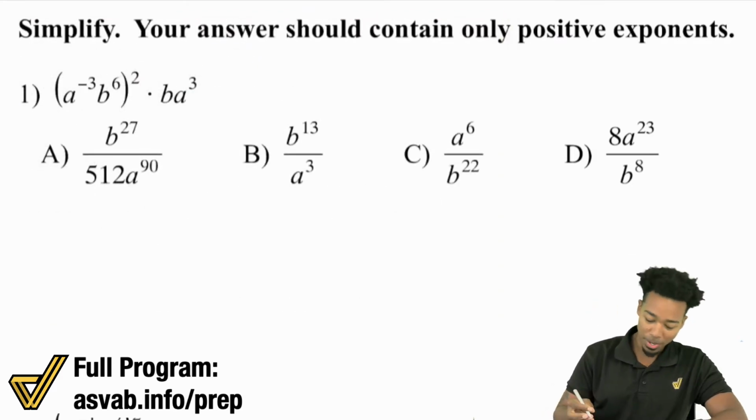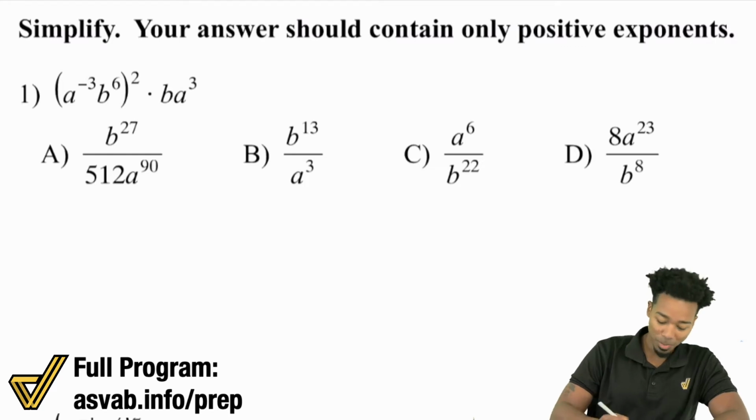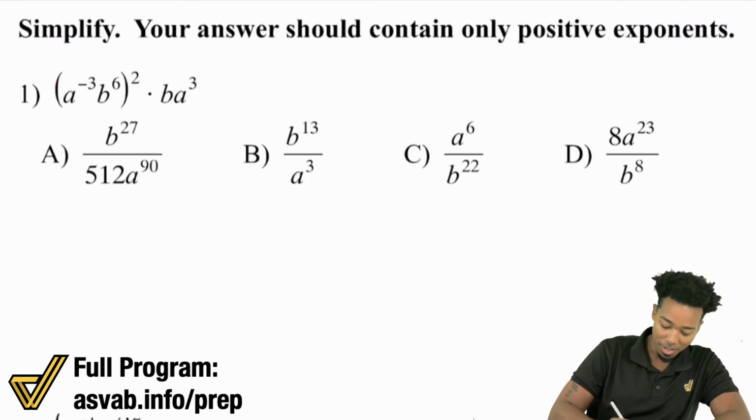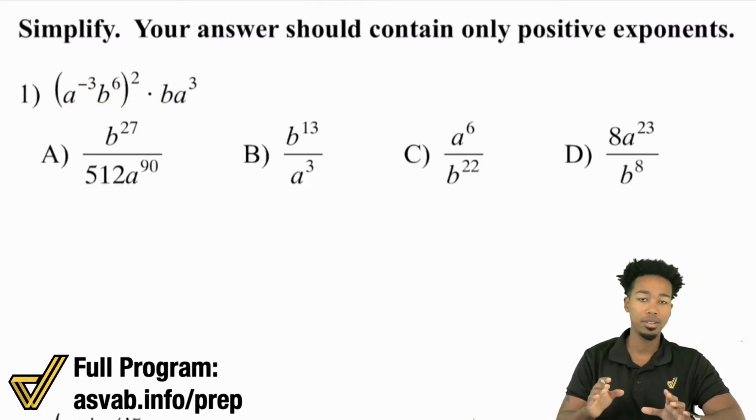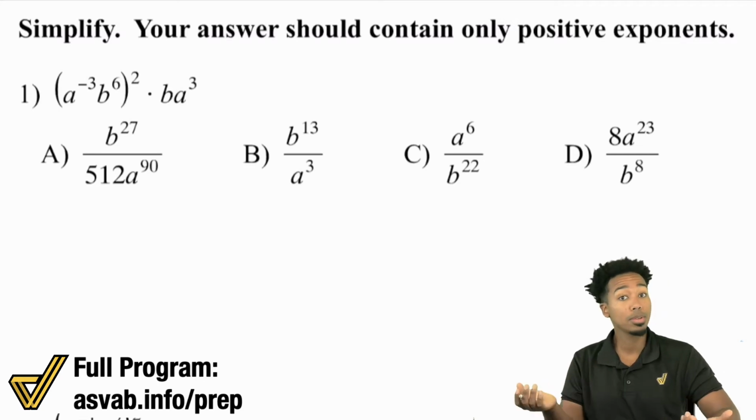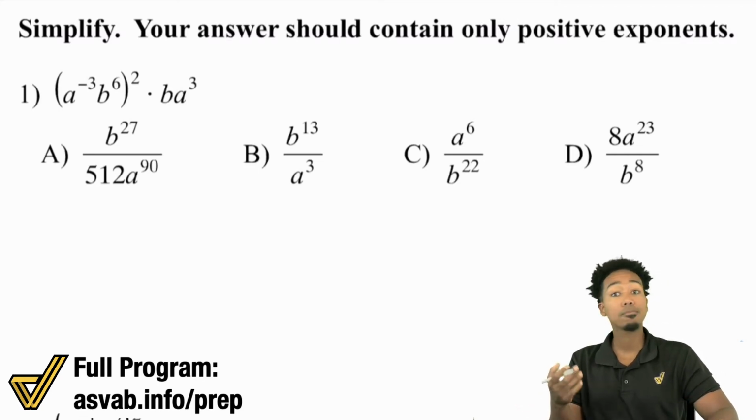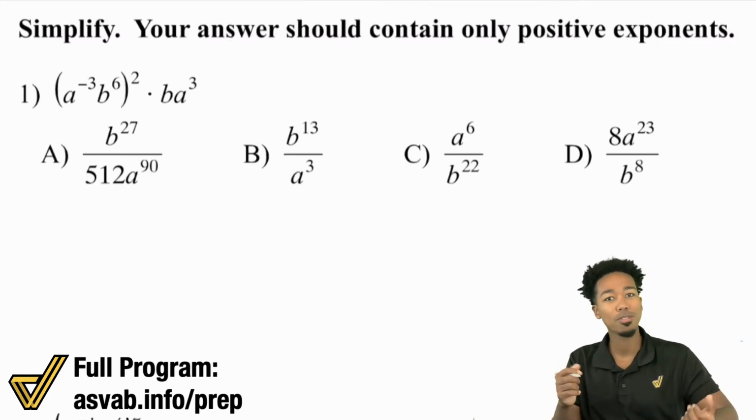Here we go. We have a lot going on here, right? We got a parentheses, we have an exponent to an exponent here, negative exponents, multiplying powers. We have a lot going on. But remember, take it one step at a time. Let's treat this like PEMDAS. Let's treat this like the order of operations.